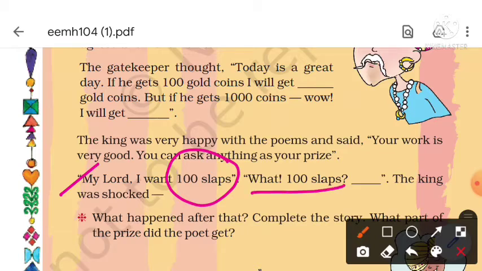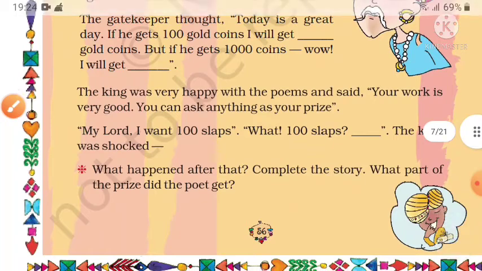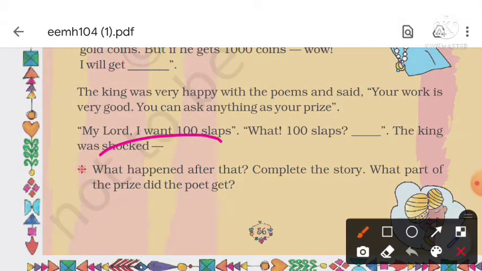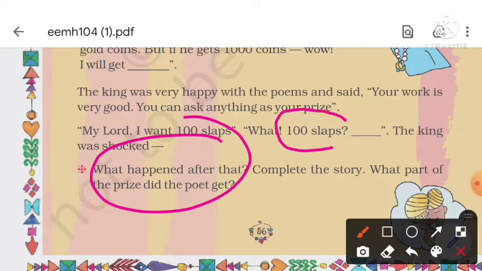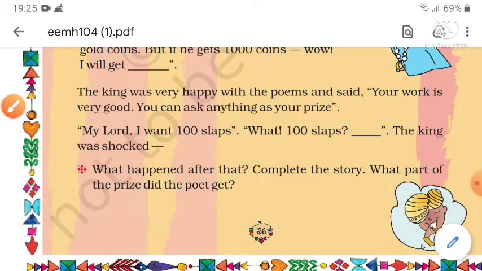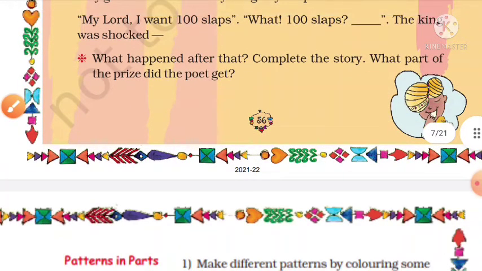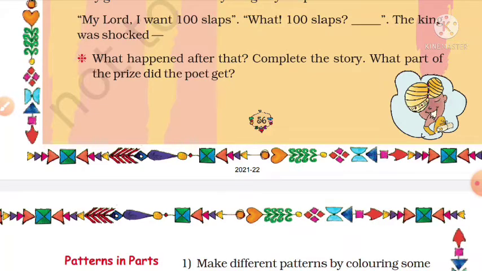What, 100 slaves? the king replied. The king was shocked hearing that. Now you can think what happened. So what happened after that? You can assume here. Instead of money, the poet, that means Birbal, demanded slaves. So it is a very funny story. By that way the poet, that means Birbal, gave the reply.